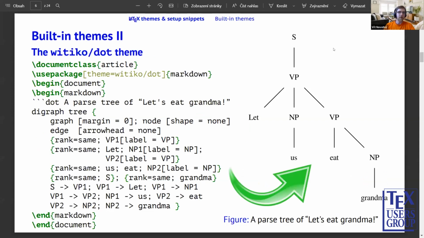A perhaps more useful theme is the witiko/dot theme, which redefines listings for the dot language so that they are rendered using Graphviz tools. So if you have a source, as you see here on the left, where you include a listing in the dot language, this produces a document where you can see a figure produced by the Graphviz tools, if you enable shell escape, of course. You can also include a short caption inside the header of your listing.